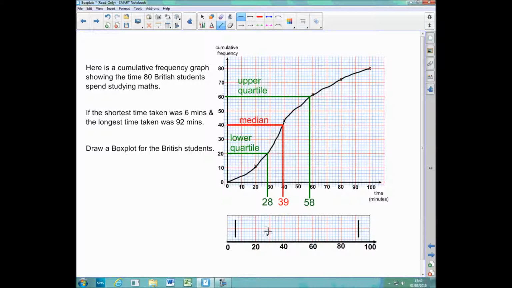28 is our lower quartile. 39 our median. 58 is our upper quartile. And again, I'm just going to join these up with a box in the middle, and whiskers connected to the minimum and maximum.